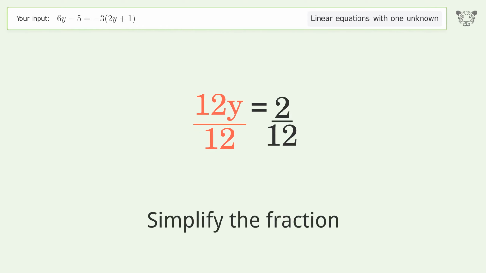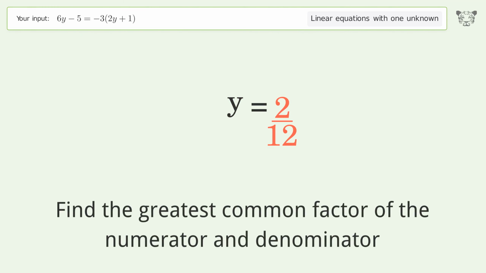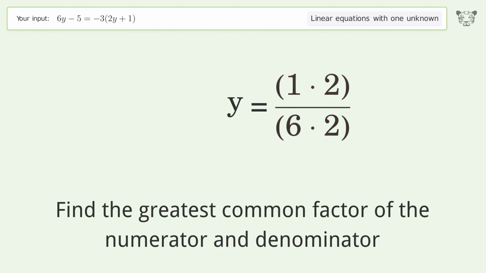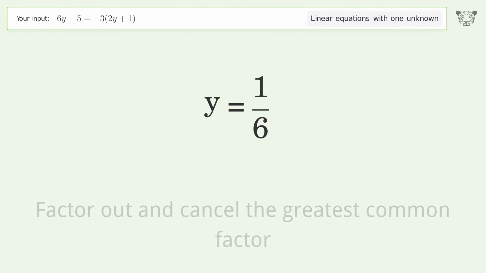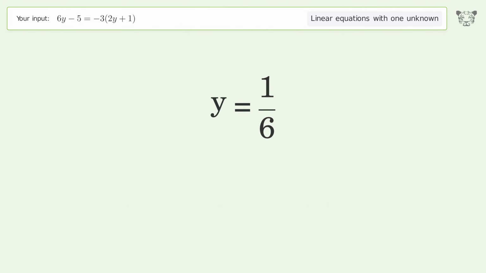Simplify the fraction. Find the greatest common factor of the numerator and denominator. Factor out and cancel the greatest common factor. And so the final result is y equals 1 over 6.